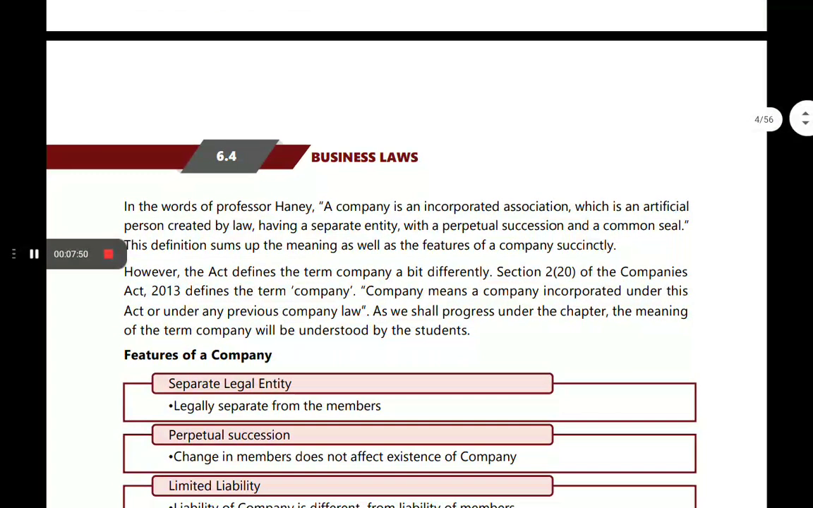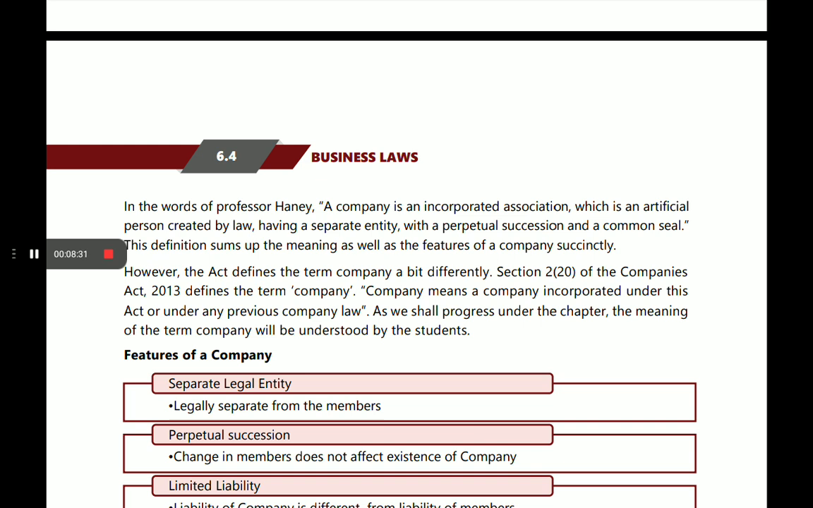In the words of Professor Henning, a company is an incorporated association which is an artificial person created by law, having a separate entity with perpetual succession and a common seal. This definition sums up the meaning as well as the features of a company sufficiently. However, the Act defines the term company a bit differently.